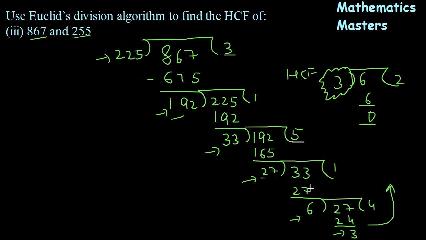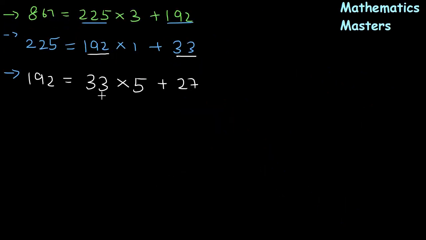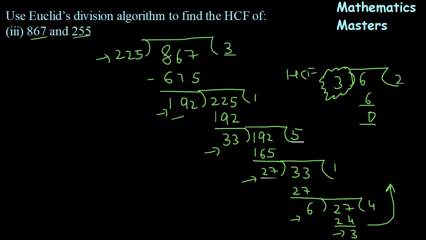We are going on and on. So the next number is 33. 33 becomes my dividend and the remainder 27 becomes the divisor. 27 times 1 plus 6. Now 27 becomes my dividend, divided by 6. 6 times 4 plus 3.